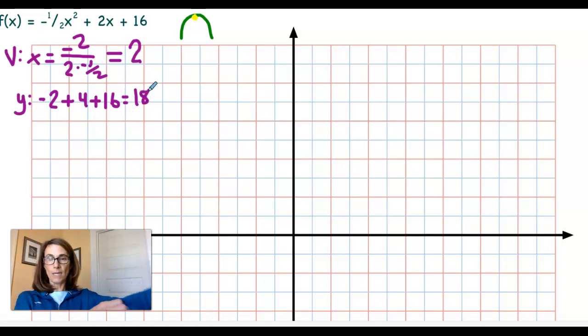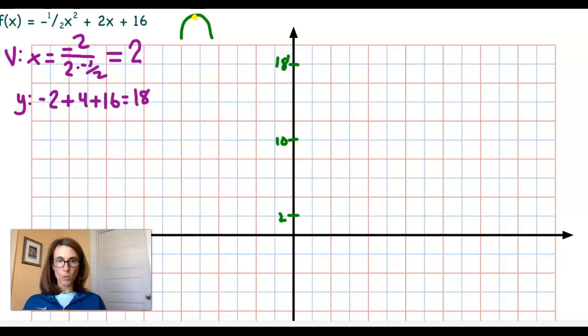So again, we're going to have to count up by 2's. So let's do that: 2, 4, 6, 8, 10, 12, 14, 16, 18. Make sure we have some of those labeled so we remember what we're counting by. And our vertex is going to be the point (2, 18).